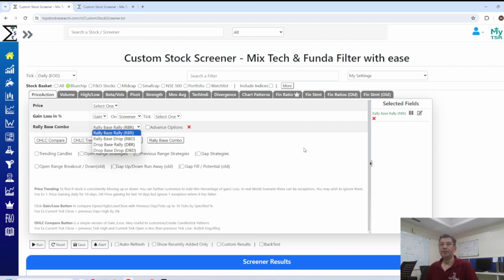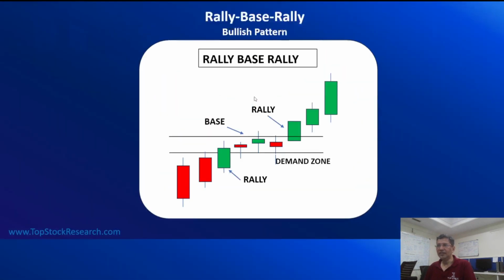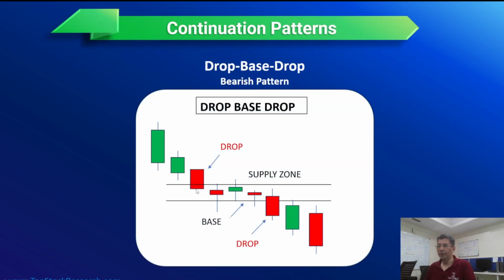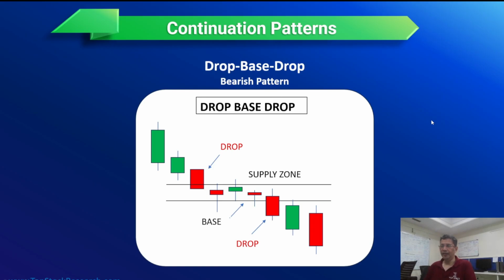In this case, the option is rally base rally. Just run it. Okay, you have other options, other things in the filter, which we'll see in the subsequent slide. Then the next one is drop base drop. So just opposite of that. This is rally base rally, just opposite of that is drop. So you had a drop, consolidation, and again drop. Again a very powerful pattern, bearish pattern, and continuation pattern.